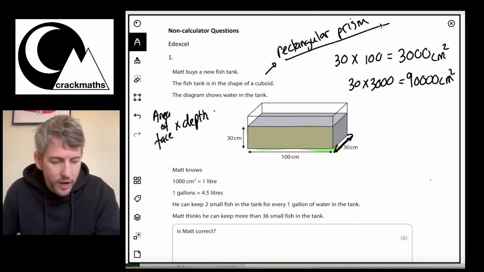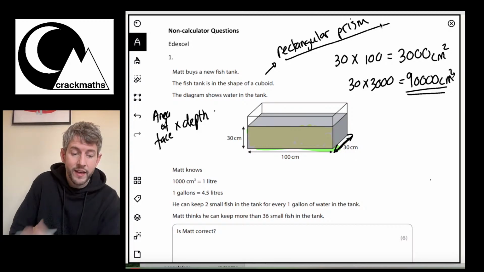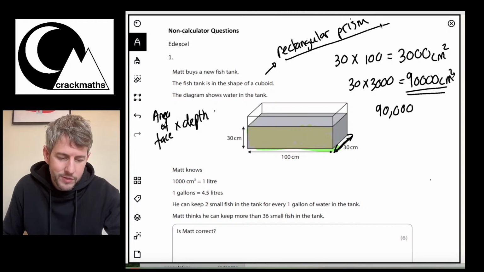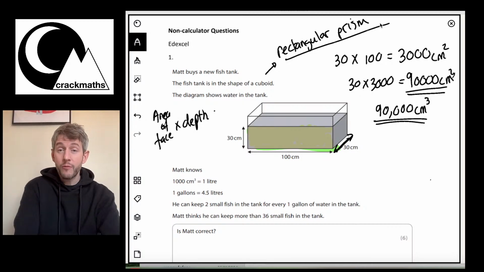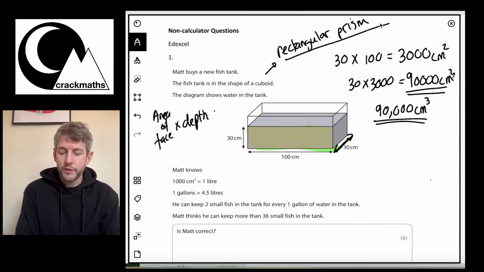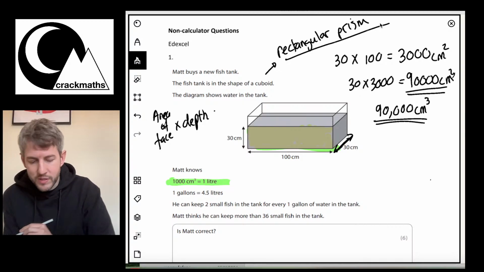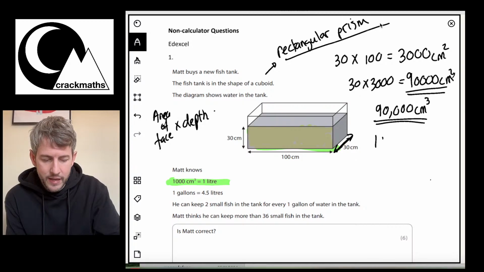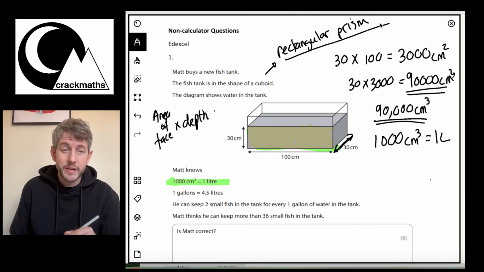Okay, so here we go. We know that the volume of this fish tank, or the water in this tank, is 90,000 centimetres cubed. If we know this, we now need to convert this into litres. We've been told that 1,000 centimetres cubed equals 1 litre. So we've got 90,000 centimetres cubed.